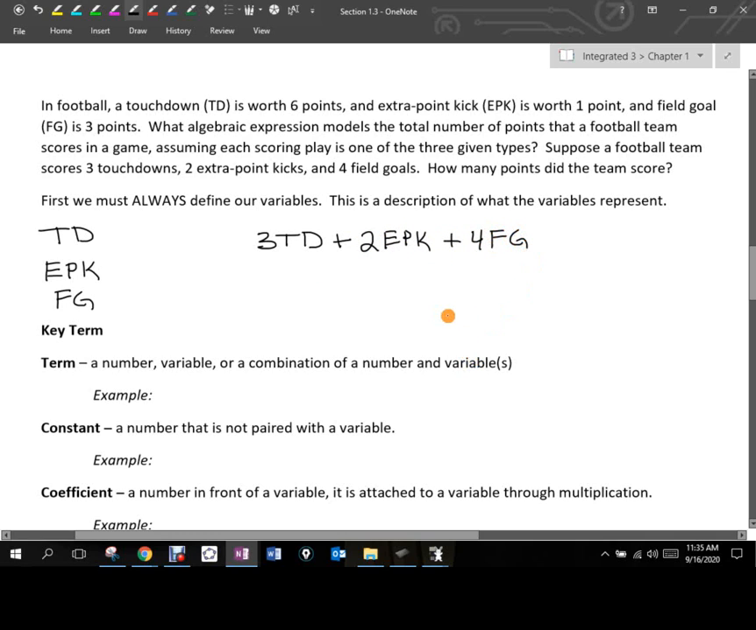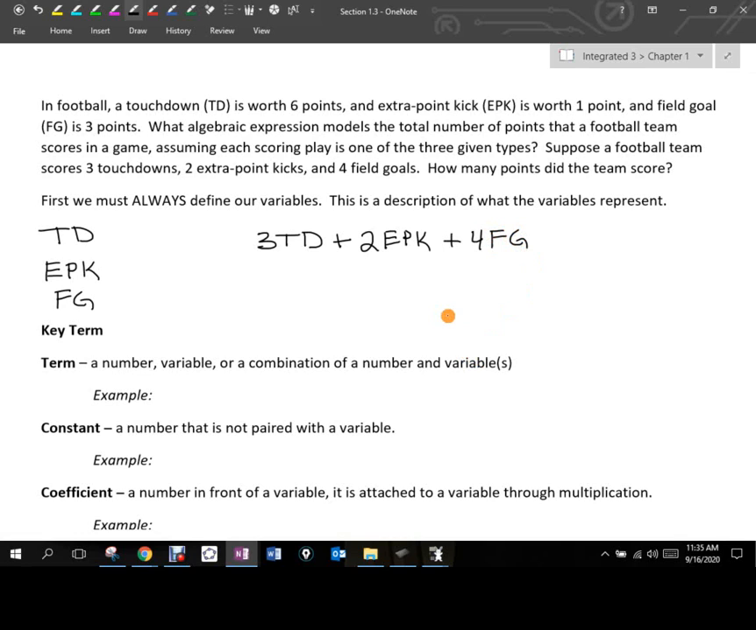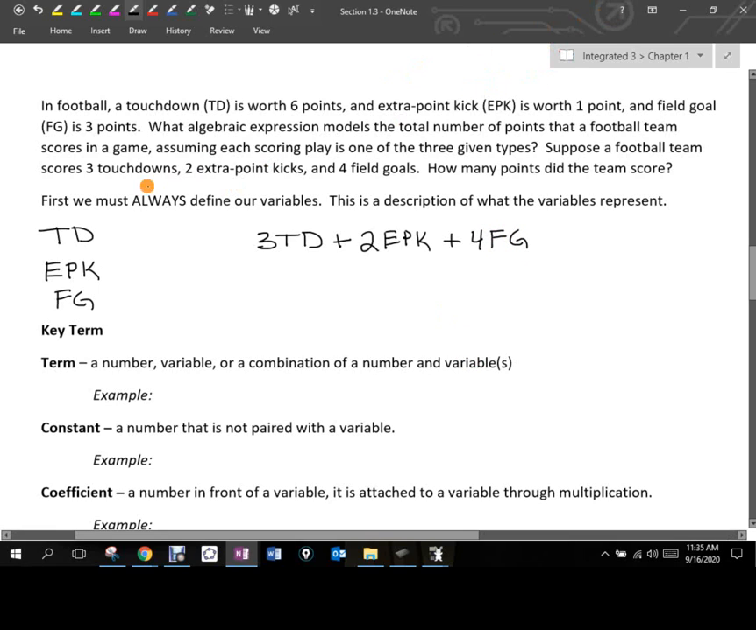That's an expression to describe the total number of points that this team scored, right? Now, what was a TD worth? 6. So when they write this phrase up here, they're telling you, kind of like the last ones, like x was 5 and y was 1/2, how to replace these. So I'm going to go 3 times 6, replace EPK with 1, and then replace field goal with 3.